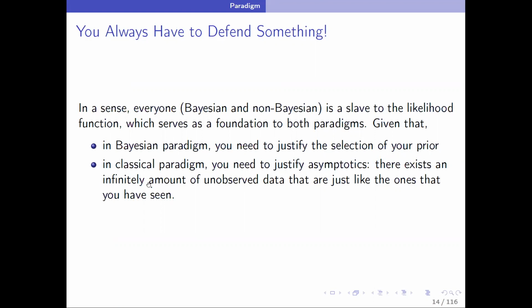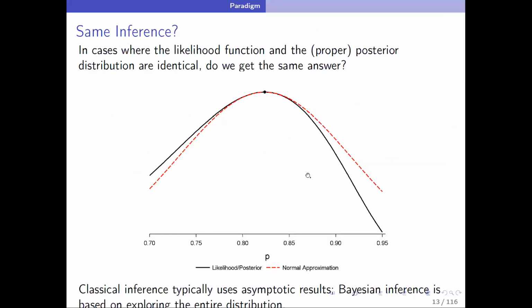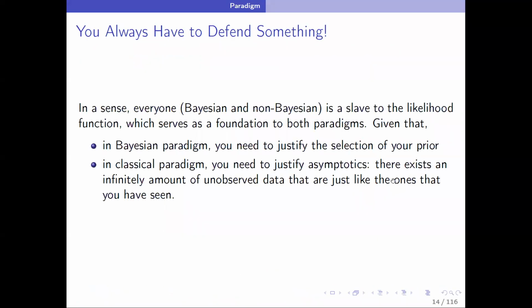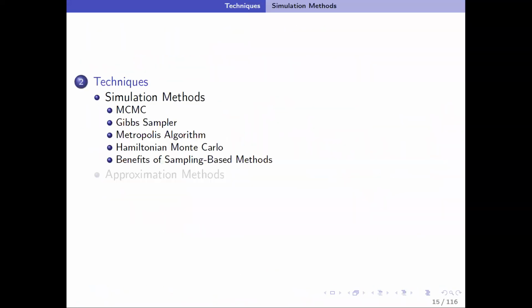That there exists an infinite amount of unobserved data that are just like the data you have seen. You just haven't seen it. But if you had more time to see it, you would see more and more. If that assumption holds true, then the inference is very much valid in that sense. Okay. So that is my 15 minute introduction to the Bayesian paradigm.